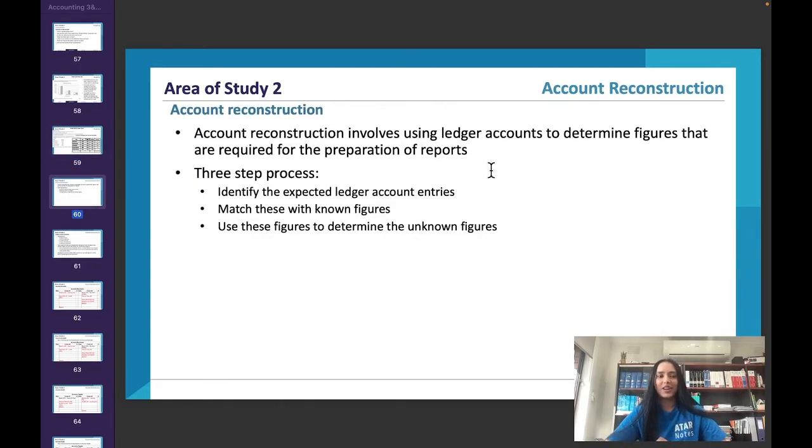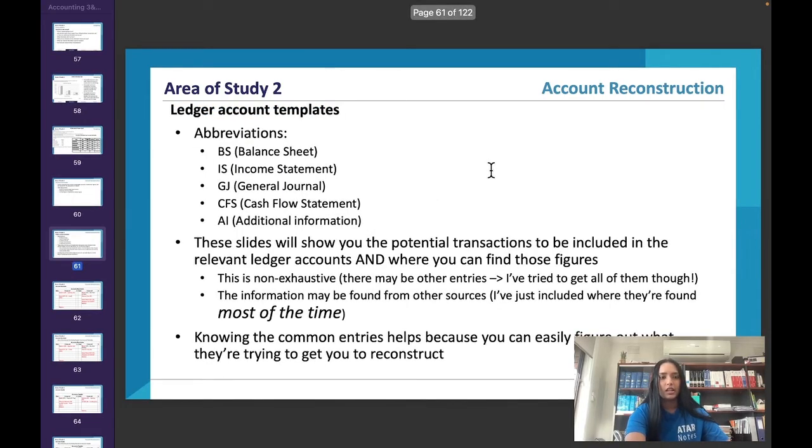Okay, and then another thing that's really important is account reconstruction, which involves using ledger accounts to determine figures that are required for the preparation of reports. And this is a 3-step process. You need to first of all identify the expected ledger account entries, and there'll be different expected entries for the different types of ledger accounts. Match these expected entries with the figures that we know, or the amounts that we know, and then use these figures to determine the unknown figures, or what's not given to us.